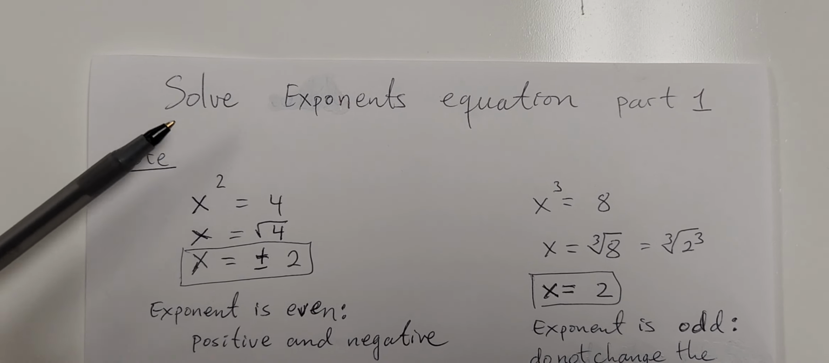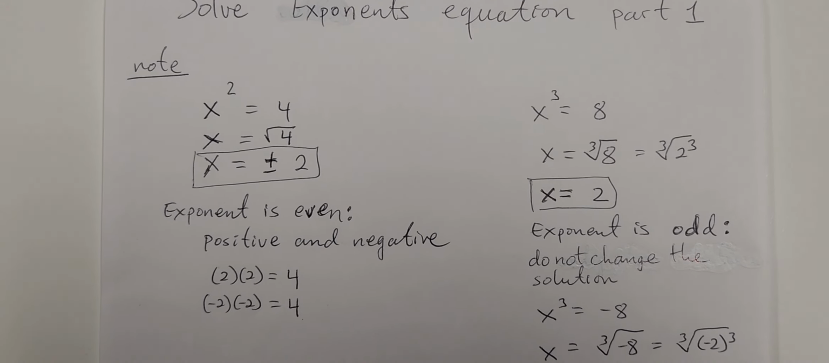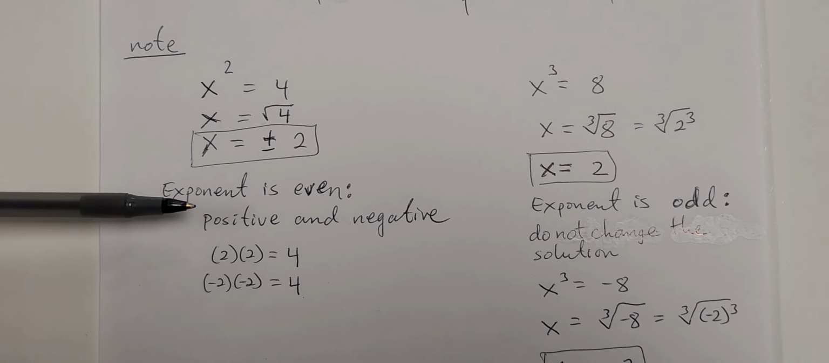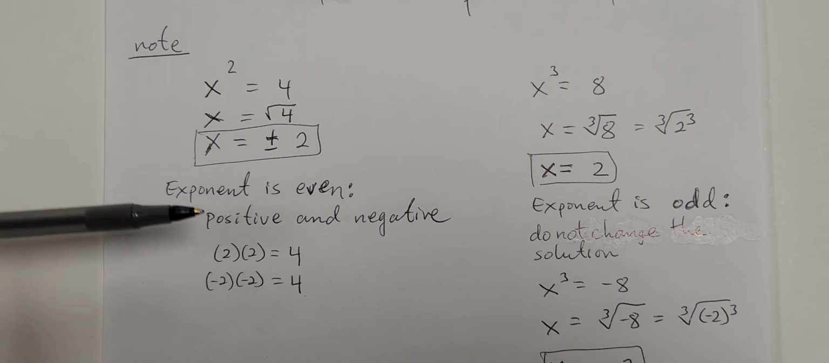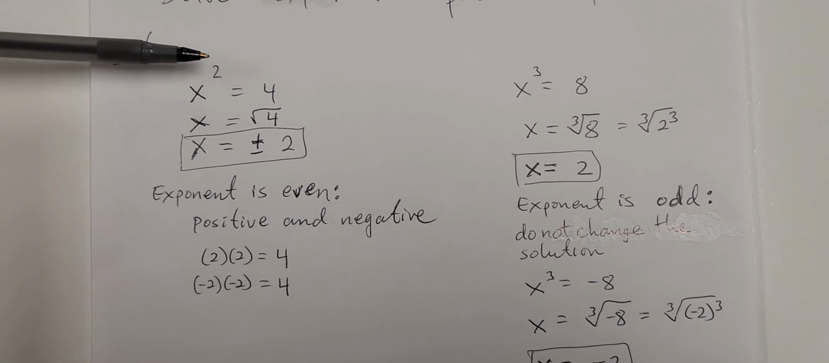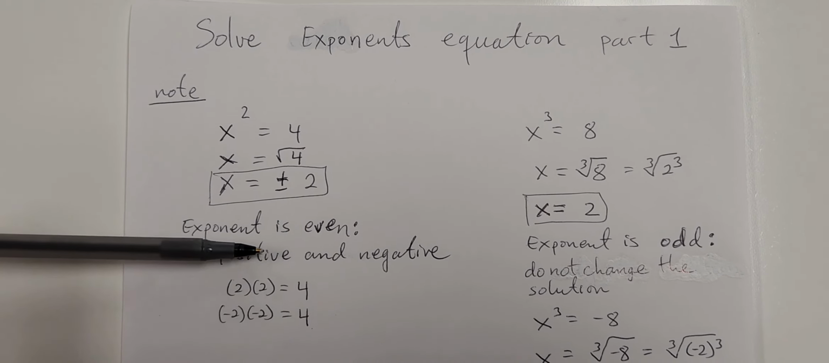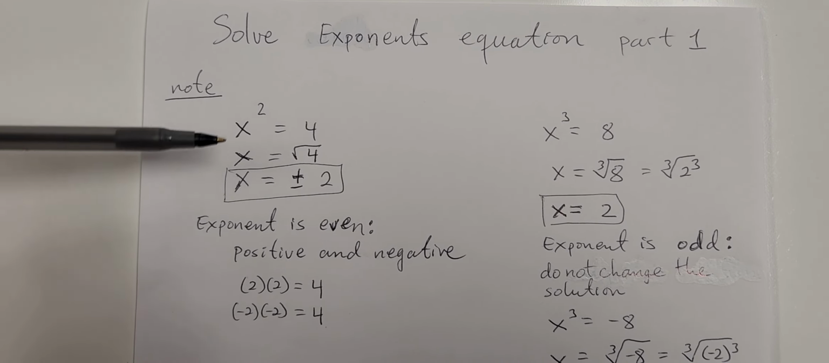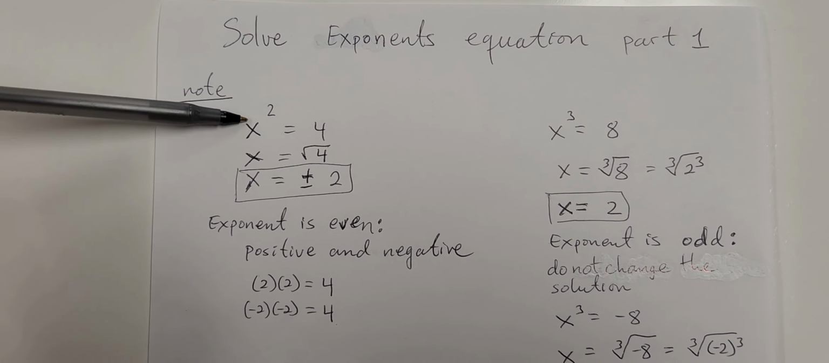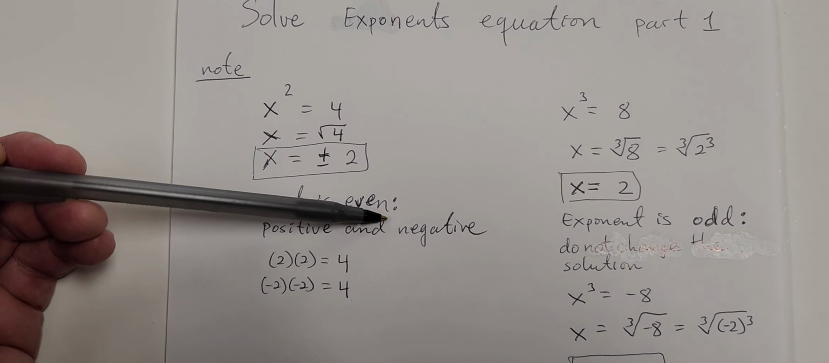This lesson is Solve Exponent Equation Part 1. Note, when I have even power, I must put plus and negative. One more time. When I have even power, I must put plus and negative.